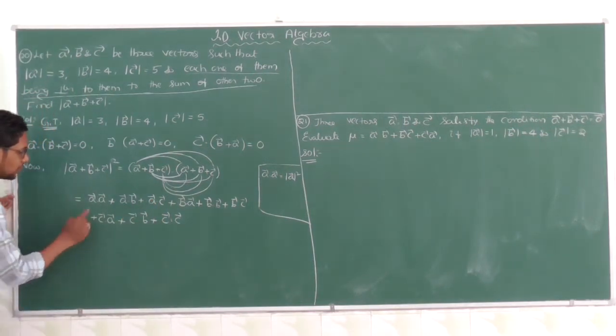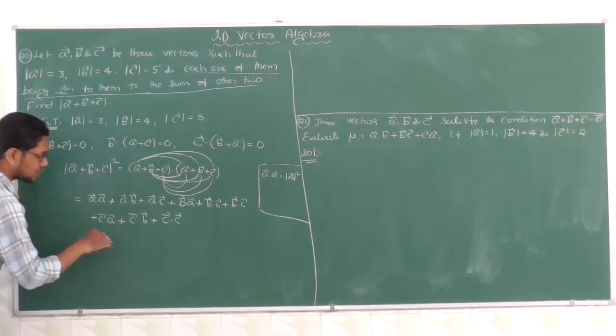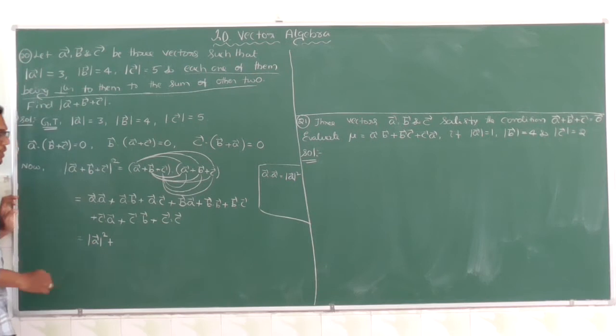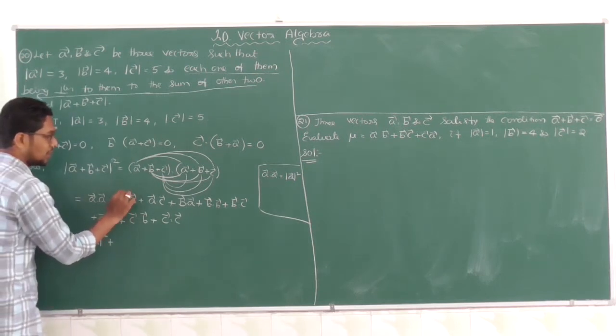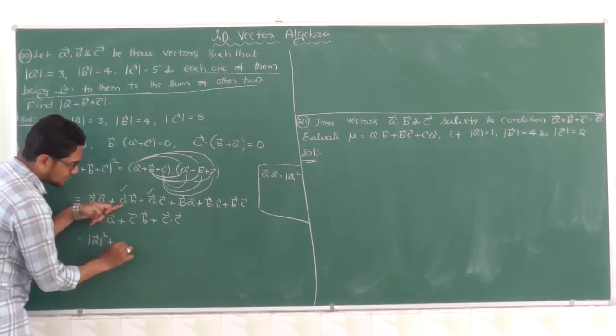That is equal to A dot A, which is magnitude of A square, plus next term. In this, taking the A vector, A dot A is magnitude of A square, plus next term, A vector is common.